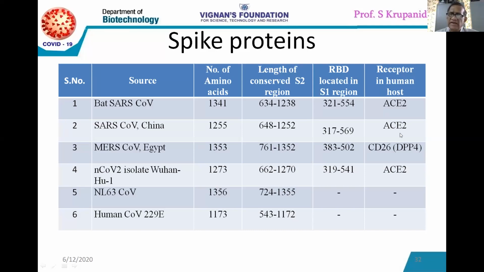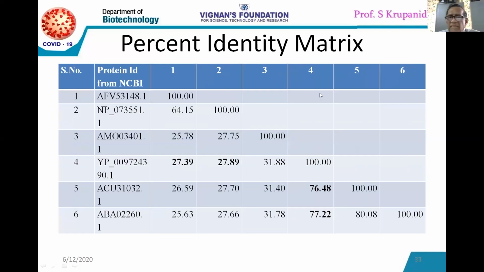Only MERS is different. It binds to DPP4, the dipeptidyl peptidase. Now, the percent identity matrix. Please make a note that this is our novel coronavirus. This novel coronavirus is closely related to this bat coronavirus and this SARS coronavirus, that is 76, 77 percent. But when you consider the alpha coronavirus, it is only 27% related. Even with the percent identity matrix that we built through the Clustal Omega online software, we have shown the close association of the novel coronavirus with bat and SARS.